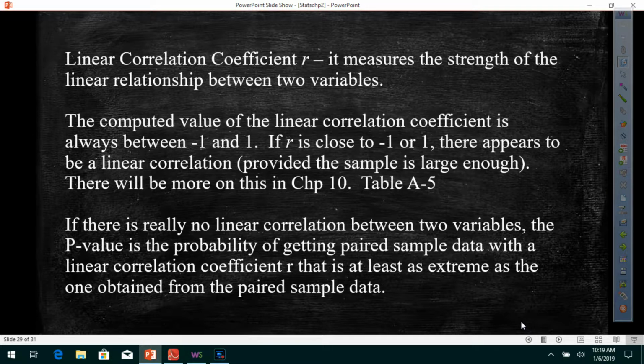Table A5, you're going to need to know that. That's where you're going to be able to tell, and I'll show you in just a second about that. If there is really no linear correlation between two variables, the p-value, and this is another test, is the probability of getting paired sample data with a linear correlation coefficient R that is at least as extreme as the one obtained from the paired sample data. So let's check this R thing out.